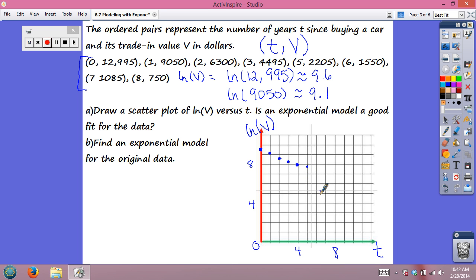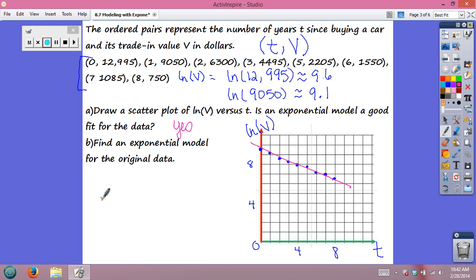6 is just over 7. 7 is right on the dot, 7. And 8 is just under 7. So the question is, is an exponential model a good fit for the data? And the answer is yes. Why? Because our model gives us a linear graph. Not necessarily that all of our points lie right on the graph, but they're not scattered all over, so there's no correlation whatsoever. So the answer is yes, because we have a linear model.